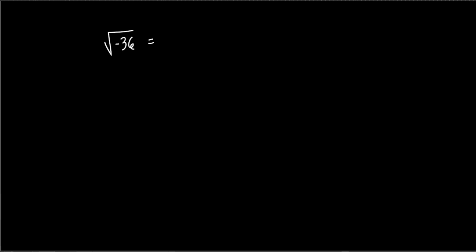Because think about it. Is there a number, if you multiply it by itself, you're going to get a negative anything? Because what happens when you multiply two negatives together? You get a positive. What happens if you multiply two positives together? You get a positive. Is there any way to multiply the same two exact numbers and get a negative answer out of it? There is no way. All right, that's why your calculator says error.